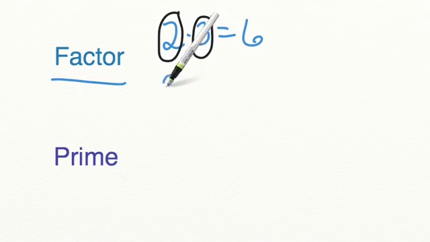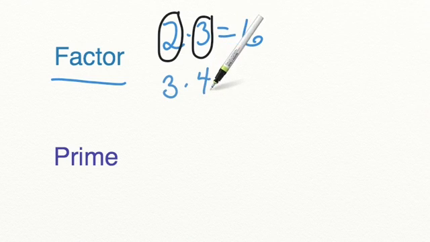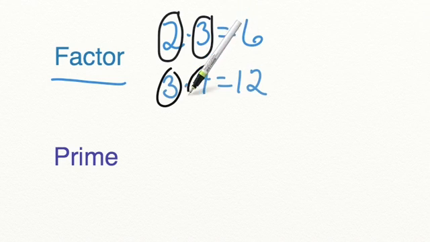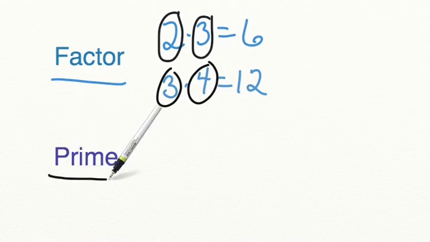If we multiply 3 times 4, we get a product of 12. Once again, the factors in this problem are the numbers that we're multiplying, which in this case are 3 and 4. All right, let's go ahead and discuss prime numbers. What is a prime number? A prime number is a number that only has two factors.